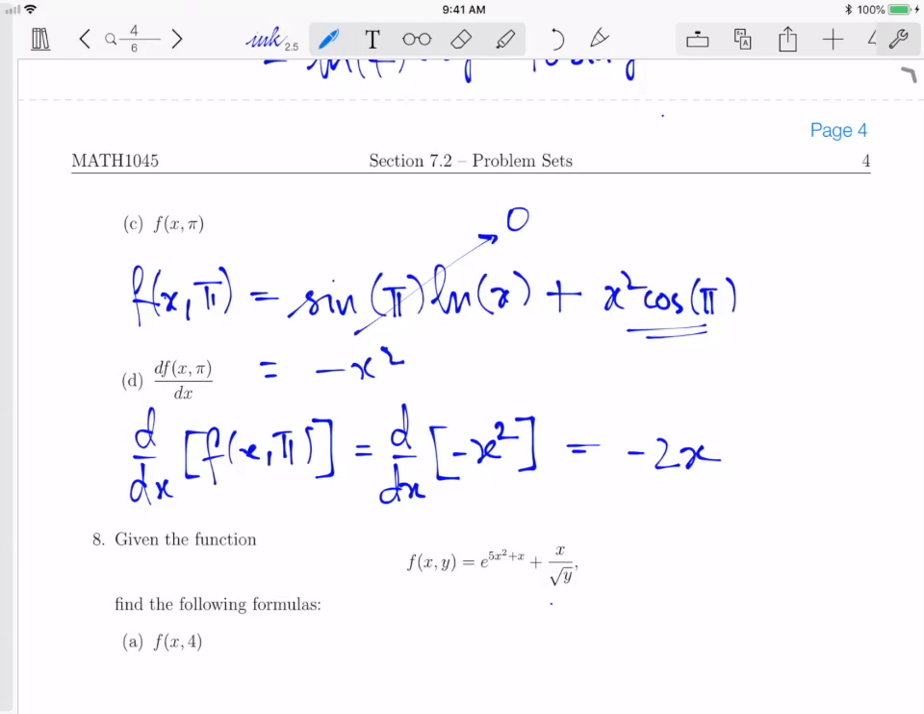This is the end of problem 7. Please let me know if you have any questions.